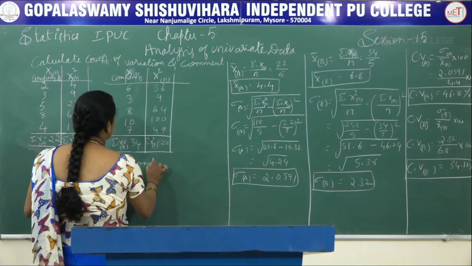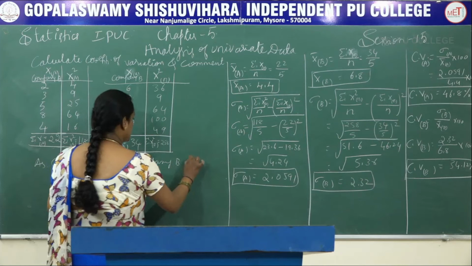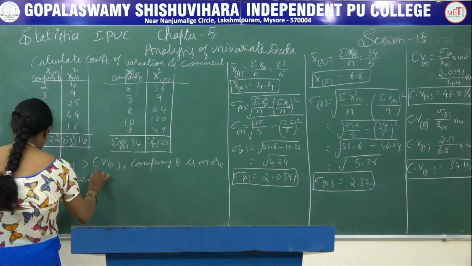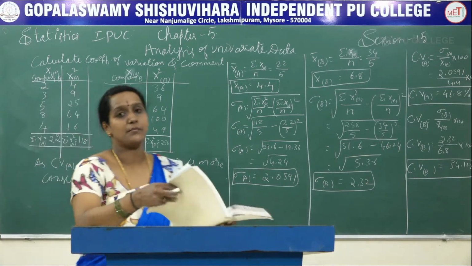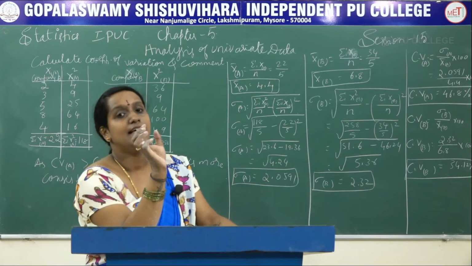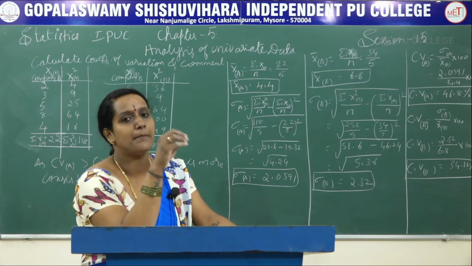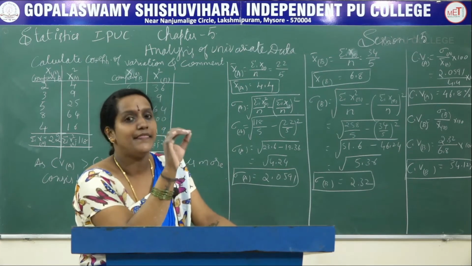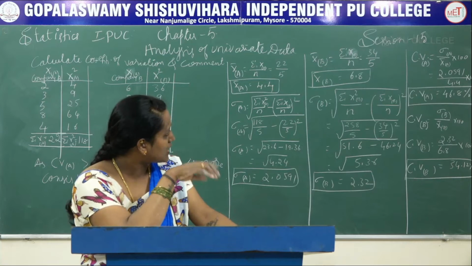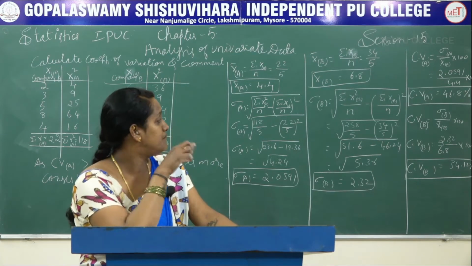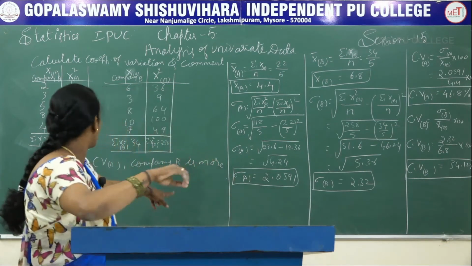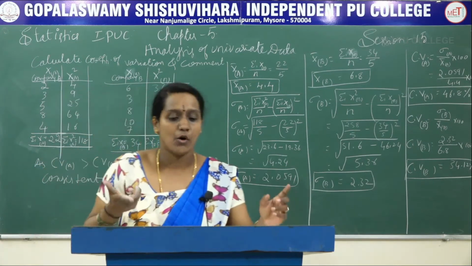So company B is more consistent. Okay, company B is more consistent. We have to compare the two CV values. Whichever company or player has the minimum value, we call it consistent. While comparing these two companies, B has less coefficient of variation, so company B is more consistent.